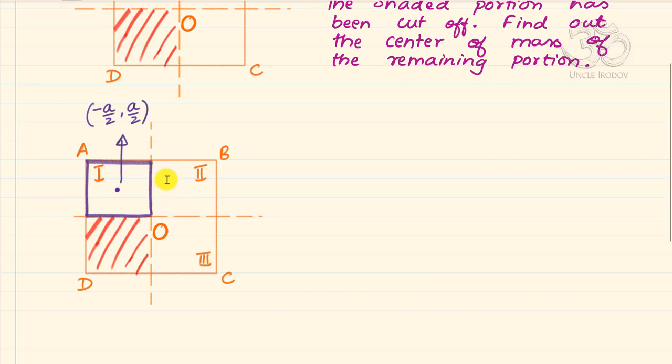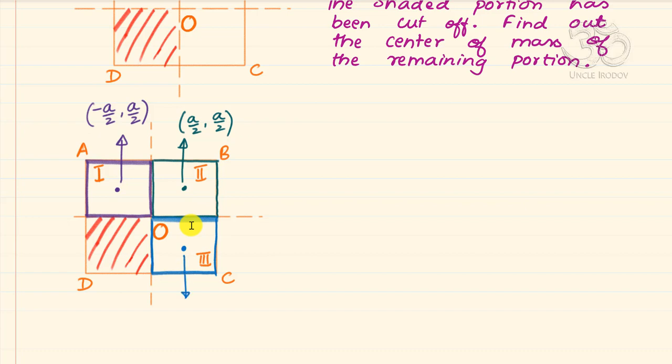Then you will have this second plate, which I can assume as a small particle placed at its own center of mass, and the center of mass of this plate is going to be at its own center. So this is a by 2 comma a by 2, and for the lower one I can think of that as a third plate, the blue one, and I can replace this blue plate with a small mass placed at its own center of mass, and the center of mass is going to be a by 2 comma minus a by 2, where for all the plates the masses are equal, m, m, and m.